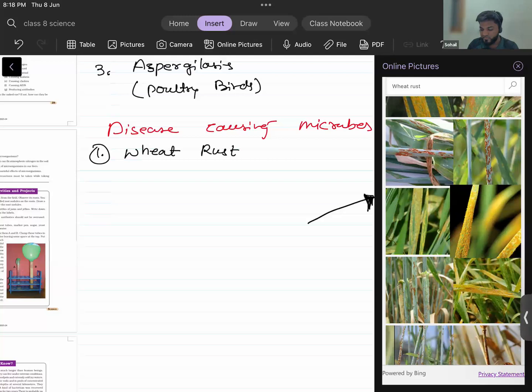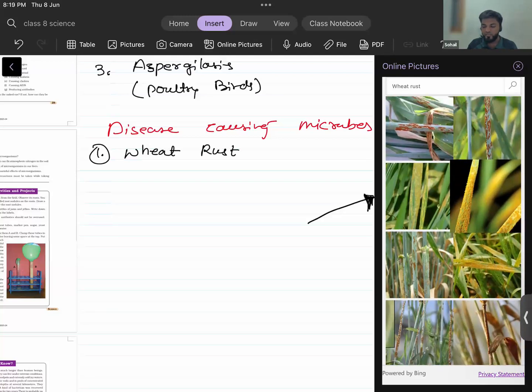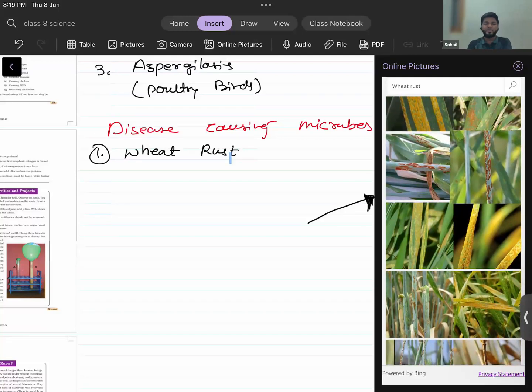Can you guys see it? Yes. All right. So that is called wheat rust, or rust of wheat simply. Okay, so here what happens?